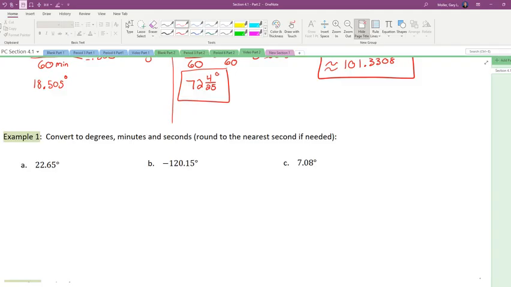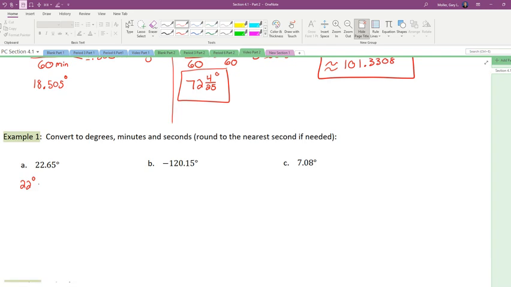Okay, example 1. Let's now go the other way. Let's convert from just degrees to degrees, minutes, and seconds. So in other words, let's figure out 0.65. We know the answer is 22 whole degrees. But what is the 0.65 going to do?